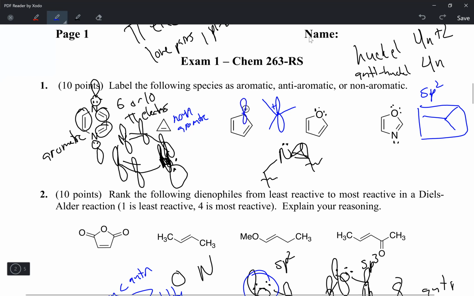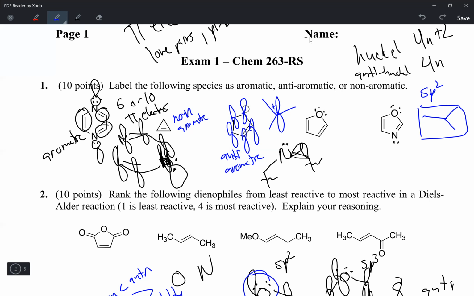So we have an empty p orbital here. We have 2 electrons being used here and 2 being used here, right? So how many pi electrons do you have in this system? 4. So what does that make this? Anti-aromatic. Okay. So this next one, I'm not going to spell it out for you, but if you just look at it, it's cyclic.